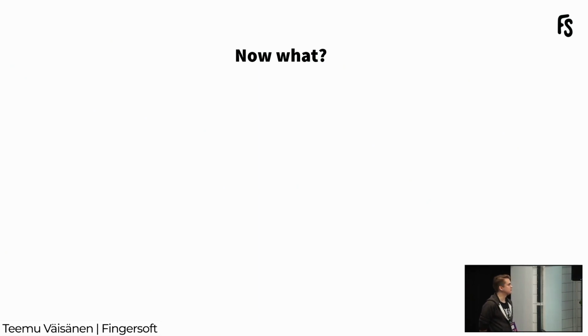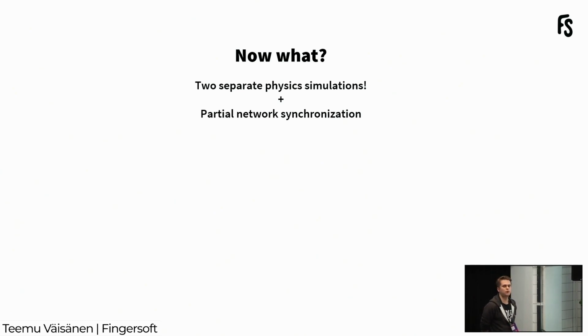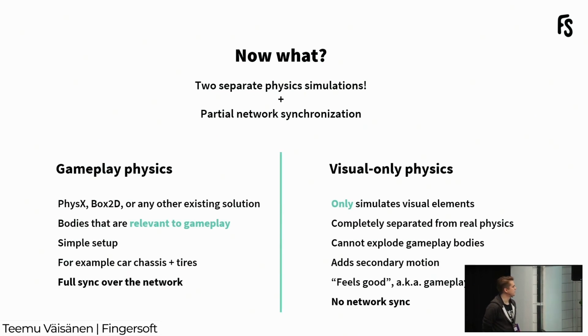Okay, so now what? What do we do if we have a case like this? Well, what we ended up doing was to split the simulation into two parts, and then do partial network synchronization of only one part of the equation. How we split it in two was that we still have the gameplay physics side running. This basically means any typical existing physics engine that you might have. It could be PhysX, it could be Box2D, it could be Havok, whatever you want to use.